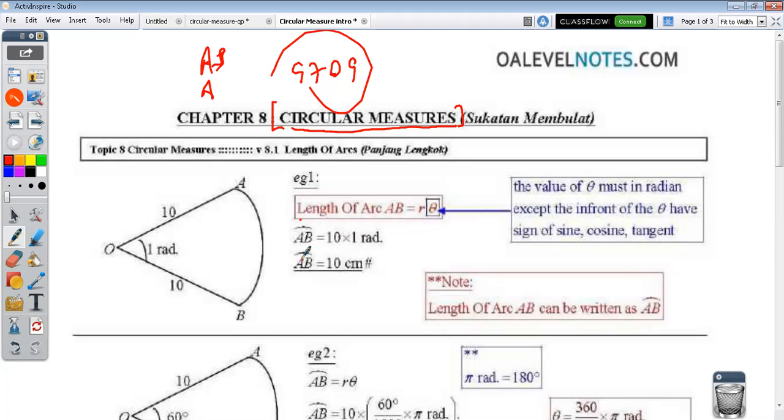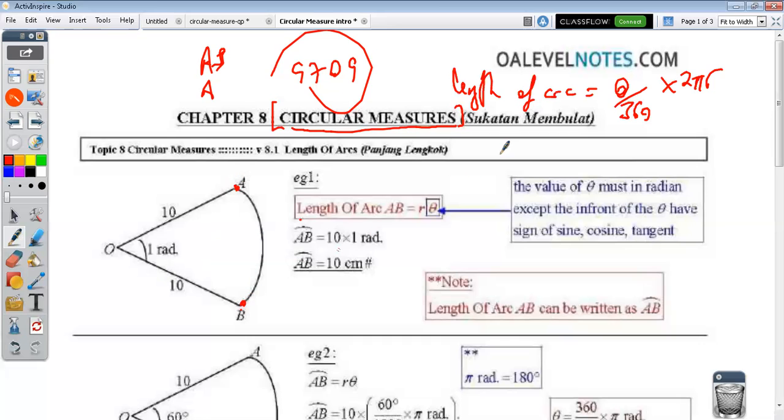So from O-level, given this first diagram, we know that this is a sector. For example, to find the length of this arc here, which is AB, we know that the length of arc from O-level is theta over 360 multiplied by 2 pi r or pi d. So in this case, we are finding the length of this arc here.